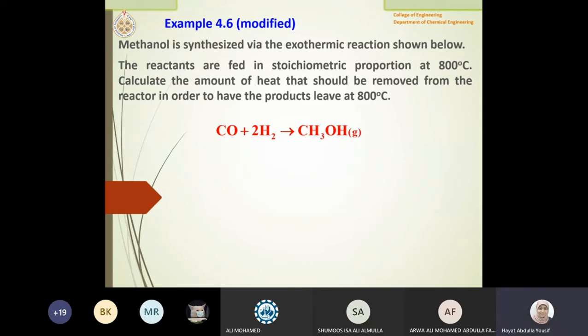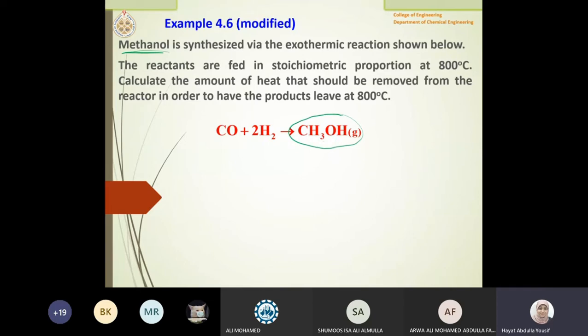What we have here is methanol, and that methanol is synthesized via the exothermic reaction shown below. So I have an exothermic reaction where methanol is synthesized. Synthesized means it's produced, or manufactured, but produced in a chemical way. So we have the synthesis of methanol.